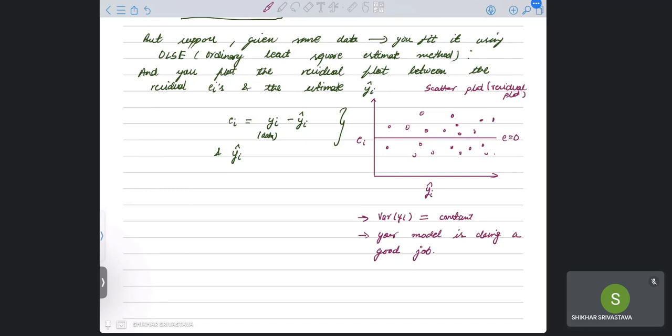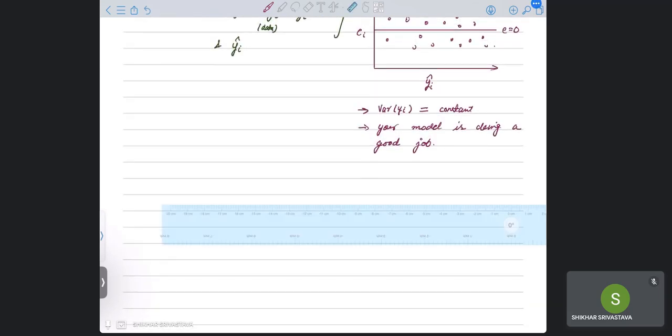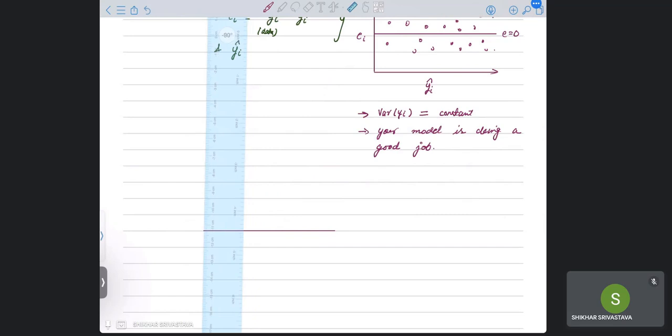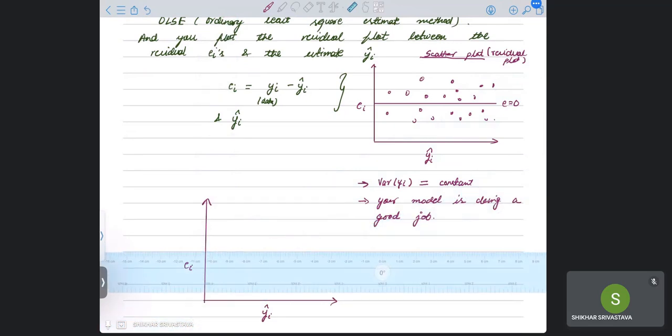But suppose when you plot the residual plot for another model, this is the e equal to 0 line, such that your scatter looks like this.